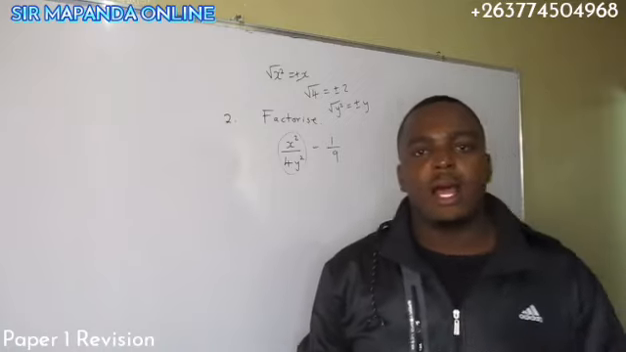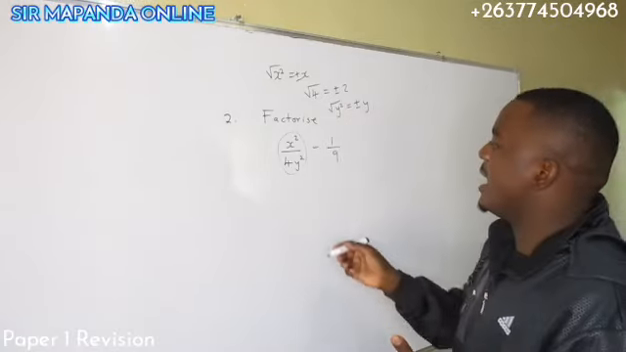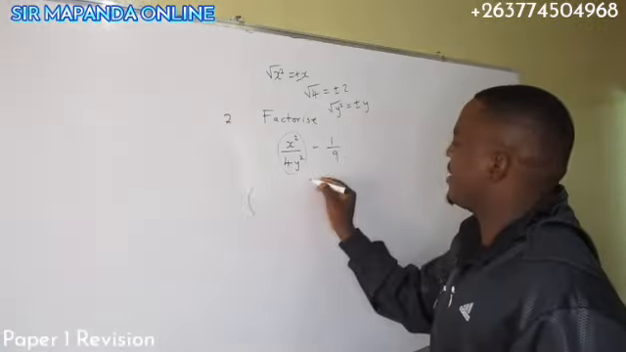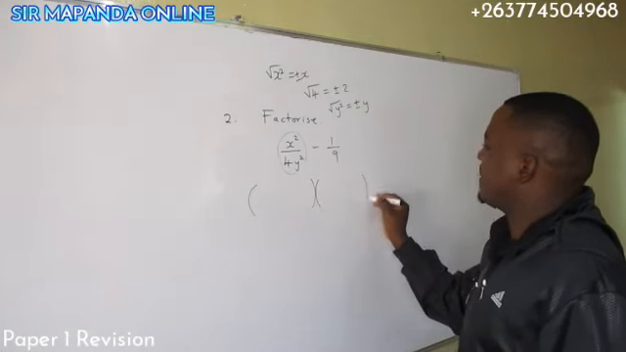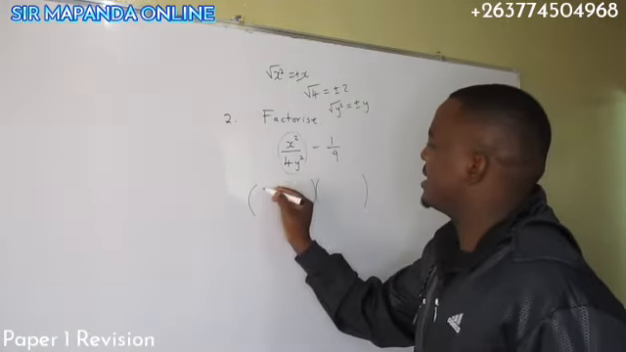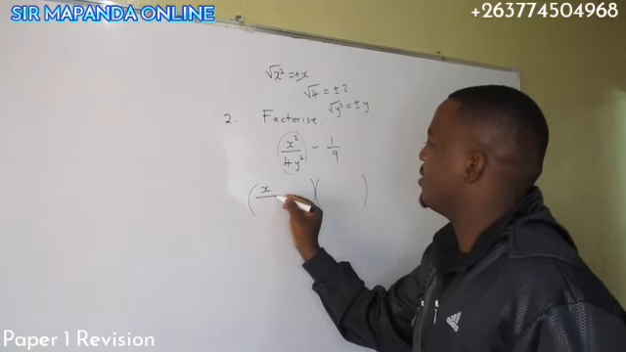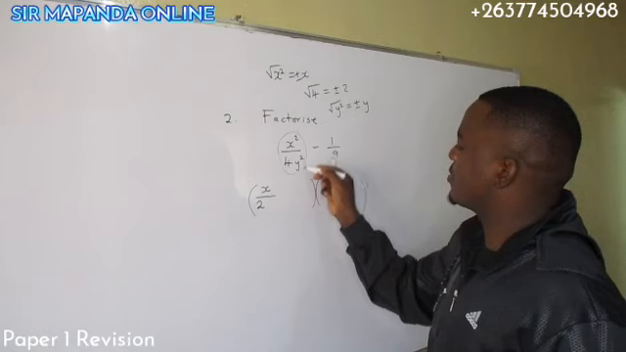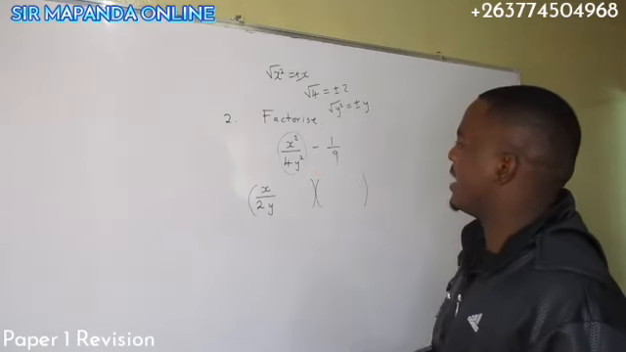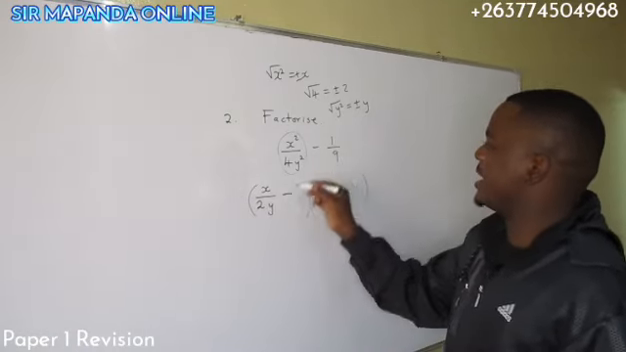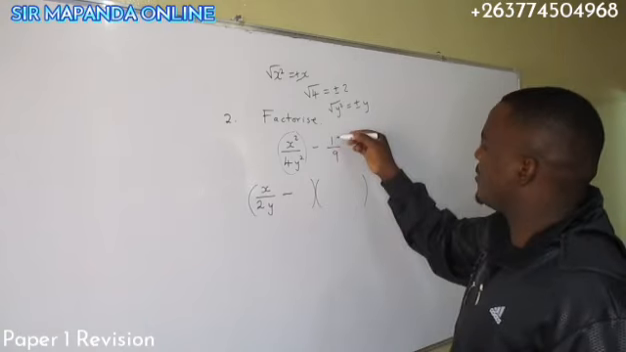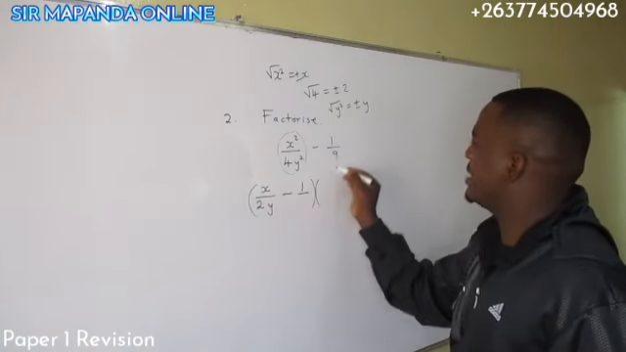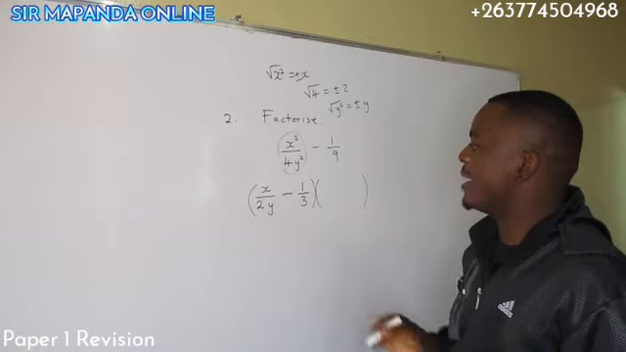So we want to apply the difference of two squares. So I'm going to put 2 brackets. Then square root of x squared, you get x, over square root of 4, it gives you 2. Square root of y squared, it gives you y, right? Then you put this negative sign here. Square root of 1, you get 1. Then square root of 9, it gives you 3.